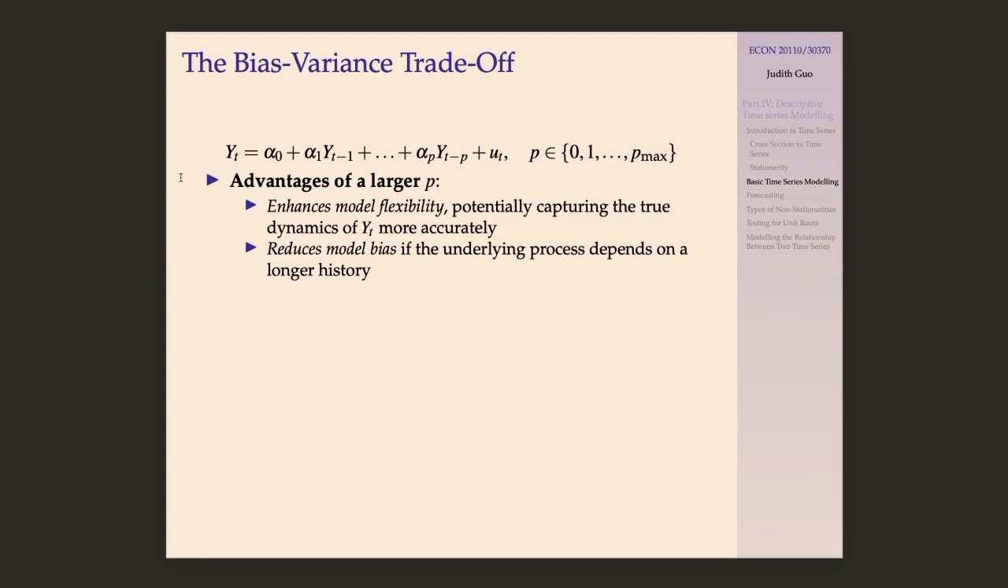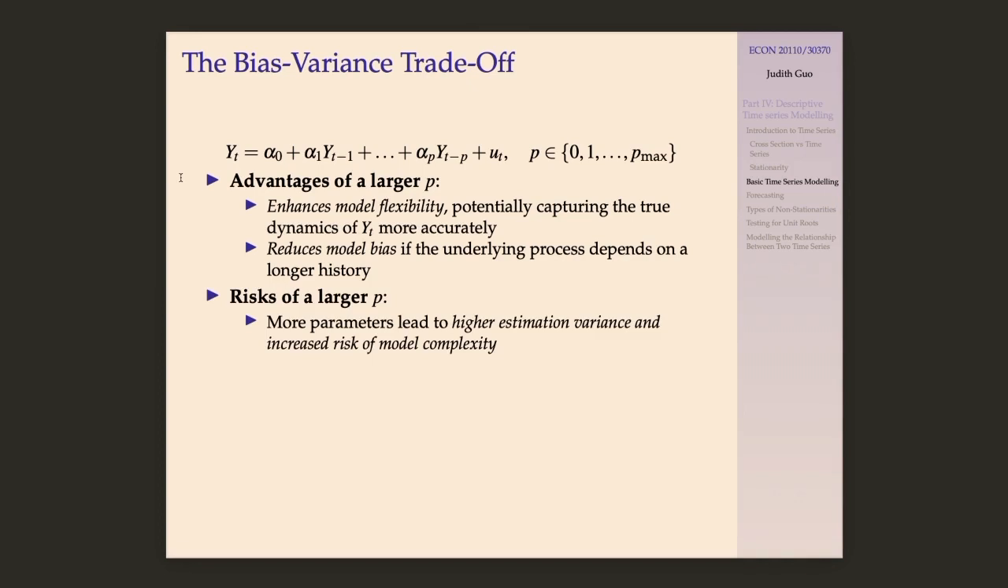But it comes with some pitfalls, just like in the cross-section case. Including too many variables on the right-hand side of the equation, so here, including too many lags, basically will lead to a higher estimation variance. Given the fixed sample size, the more parameters you have to estimate, the greater the variation in the estimated coefficients. So there's greater estimation variance, the alpha hats will have a larger standard error, okay?